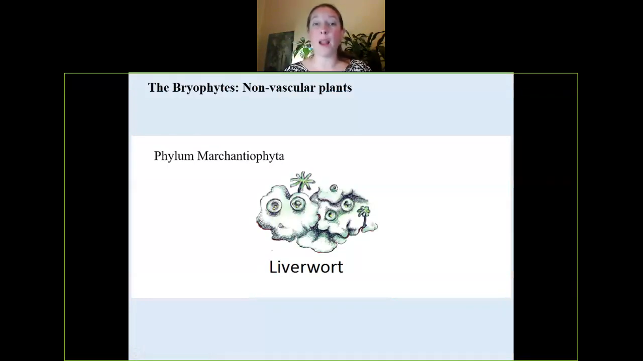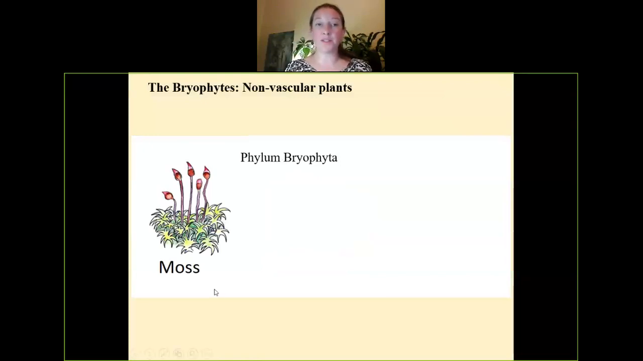Liverworts are in the phylum Marchantiophyta. Remember, if you see phyta, you're in a phylum. So liverworts are in the phylum Marchantiophyta. And mosses are in the phylum Bryophyta. Phyta means phylum. And collectively, those three phyla, right? Phyla is the plural of phylum. Those three phyla are called the non-vascular plants or the bryophytes.